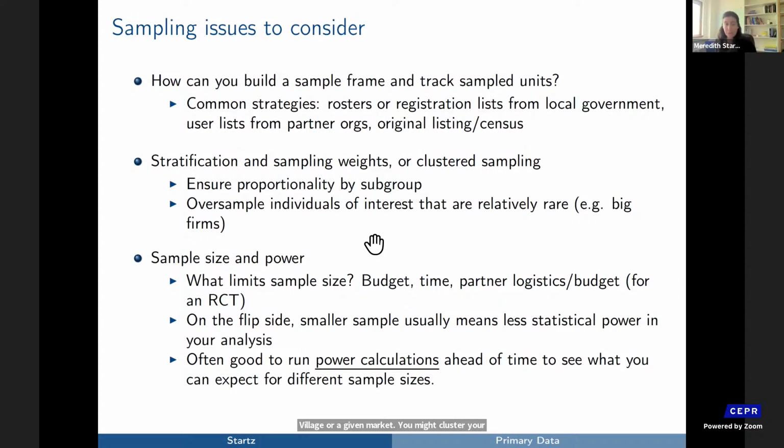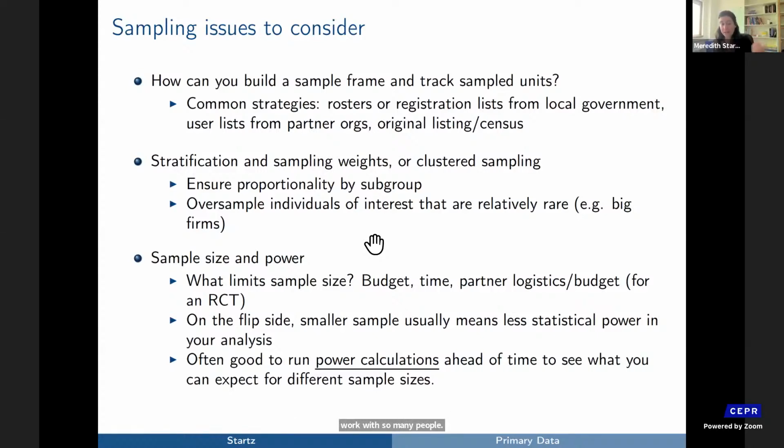A third thing you want to think about is the sample size you're going to be able to collect and what statistical power that implies. So, what actually limits sample size in practice? All sorts of things: your budget for data collection, how much time you have. If you're running an RCT, often your partner organization's logistics or budget are the limit. They can only actually afford to work with so many people.